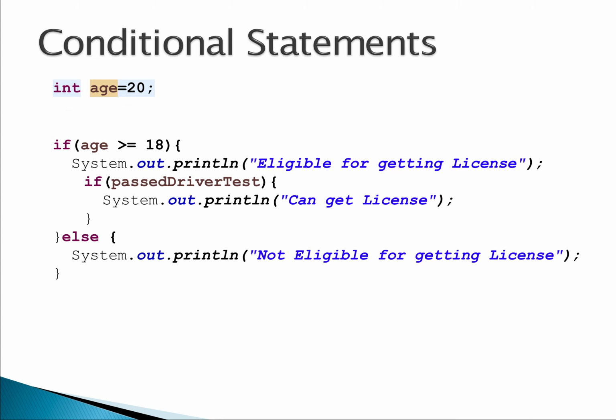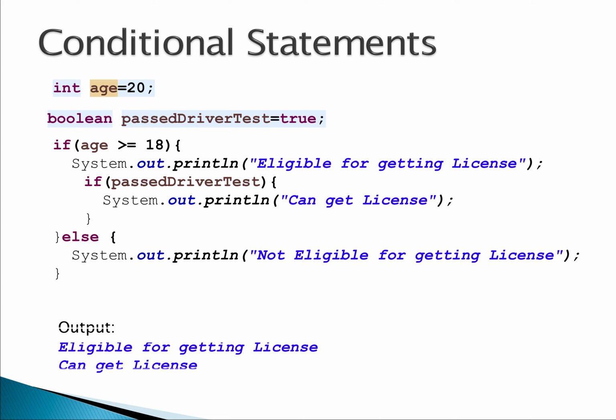Let's change the input variable passed driver test into true. Now what is going to happen is age is greater than or equal to 18 is going to be true. So it is going to go into the if block and it is going to execute eligible for getting a license. Second thing is if passed driver test, this condition is also true for this input, and so it is going to also print can get license.